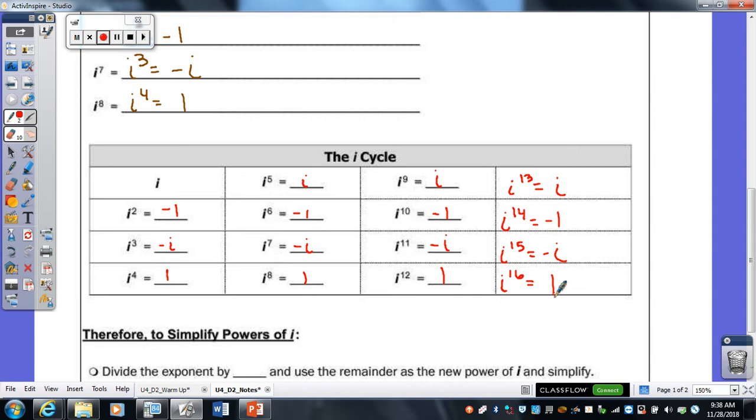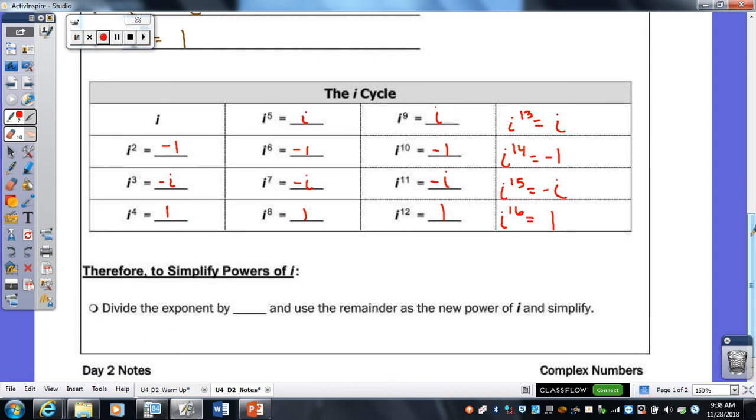So what we do, in order to figure out which one it's going to simplify to, whether it's I, -1, -I, or just 1, is we take the exponent and we divide it by 4, because it repeats that pattern of 4. There's always 4 numbers it's going to be. Divide it by 4, that's going to help us figure it out.